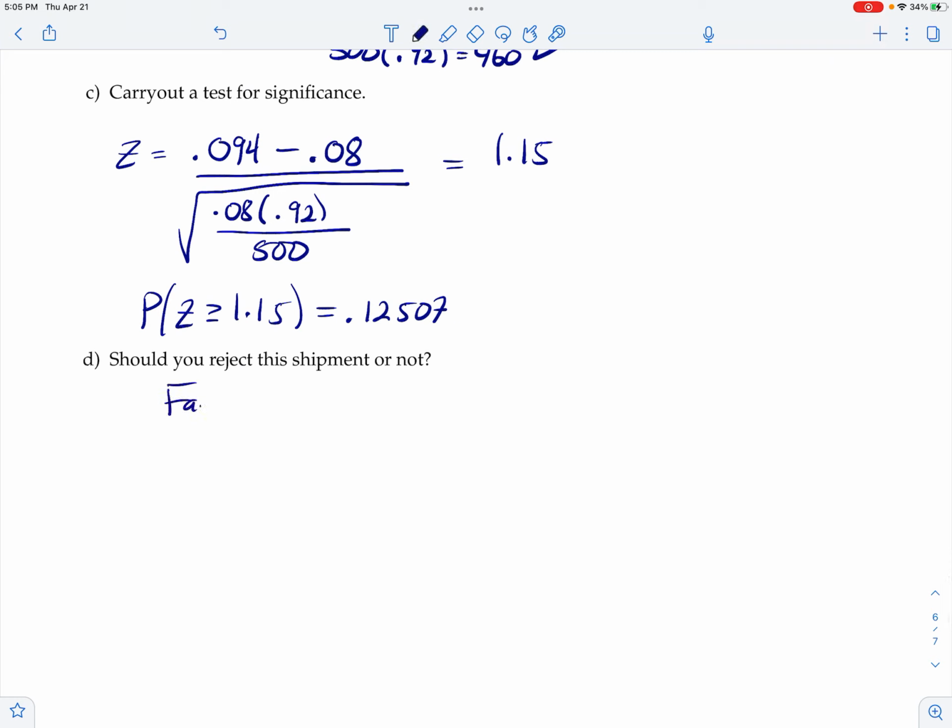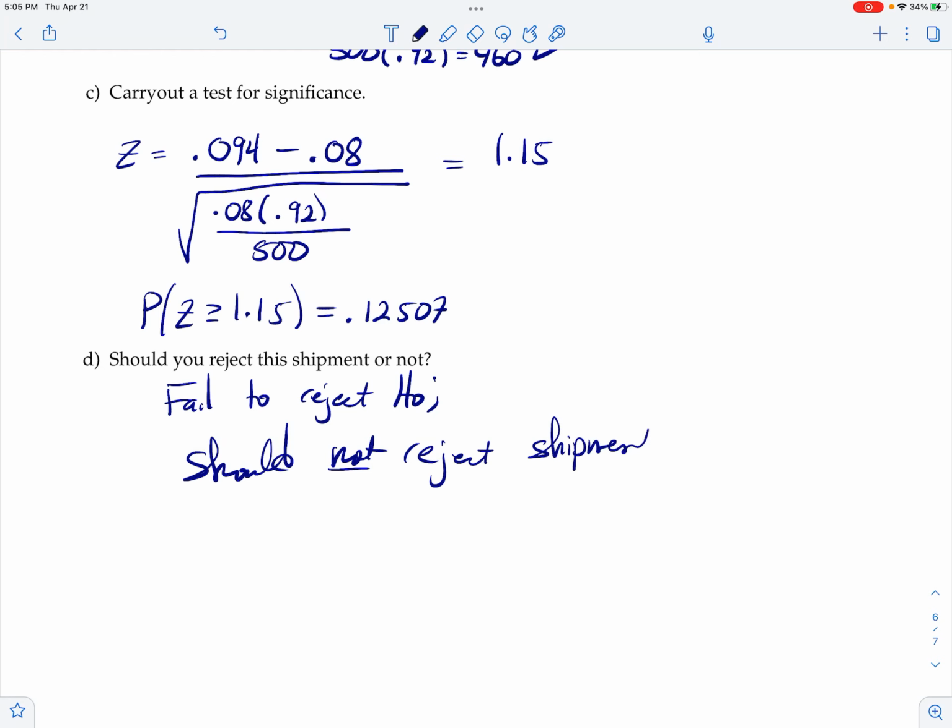So let's first off say we fail to reject the null hypothesis, which means we're accepting the null hypothesis, which means that the potatoes are at or below 0.08, and so we should not reject this shipment of potatoes. All right, and that's it.